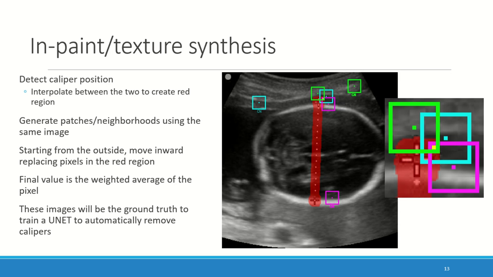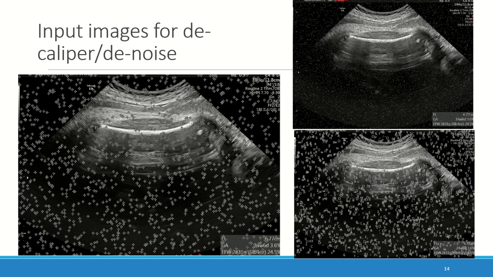And so these images are used as ground truth to train a neural network that will be able to remove calipers or annotations automatically. We also alter the input images for this step by adding different types of calipers, the small ones, the big ones, and different types of letters in the image by adding them randomly.